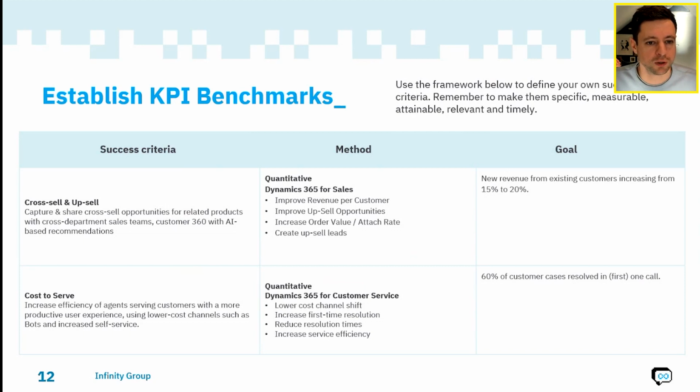So here we're looking at what the success criteria are, what the method is that is going to drive the improvement of that particular KPI, and where do we want to get it from and to. So in this example, we want new revenue from existing customers going up from 15% to 20%. So we're going to improve our cross-sell and upsell by implementing some new tools here. Those benchmarks can be anything, so that's for you to define. These are just examples, but having that benchmark to measure against. So without that, we can't then prove success at the end of the journey.